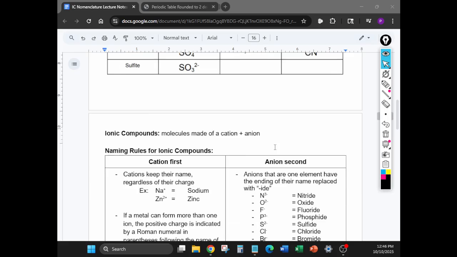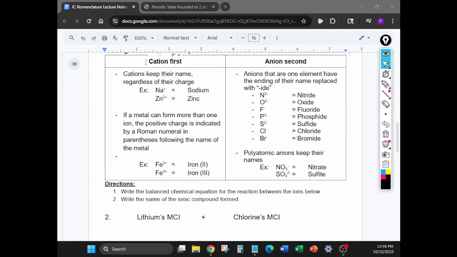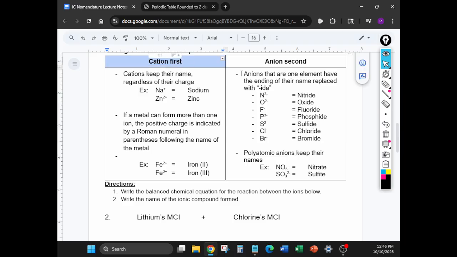If you scroll down a little bit in the notes, you'll see these rules. I have the rules written out for you, so if you ever lose your notes or you just want to pull it up real quick, the rules will be right here. In terms of the -ide ending, nitrogen turns into nitride, oxygen turns into oxide, F turns into fluoride, and so forth. This list is right here for you.